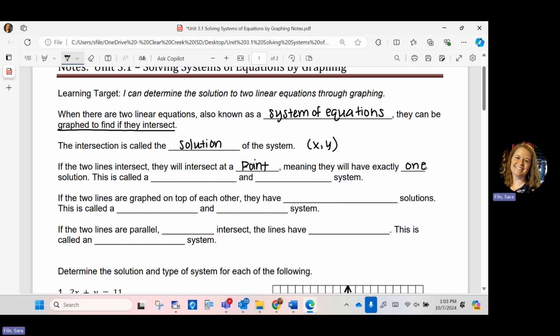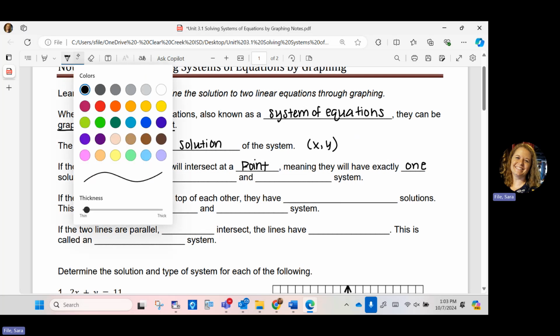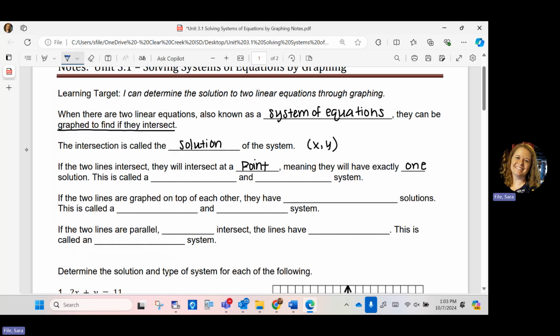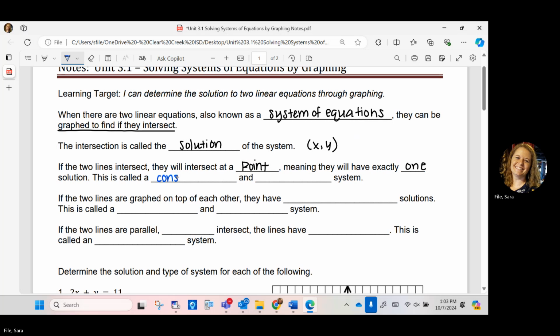Now if that's the case, if the 2 lines intersect and they have exactly one solution, this is what we call a consistent and independent system. So when we talk about types of systems, this is one type. Consistent and independent. That's the first type of system.